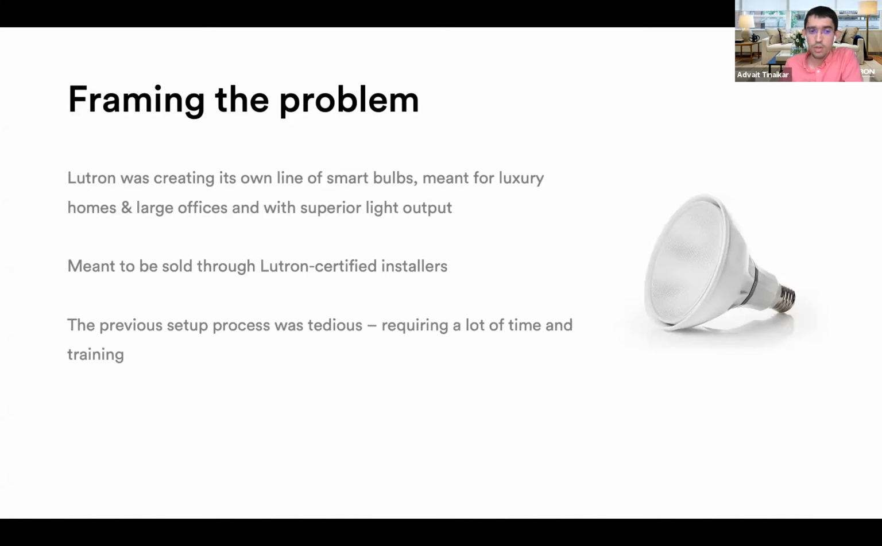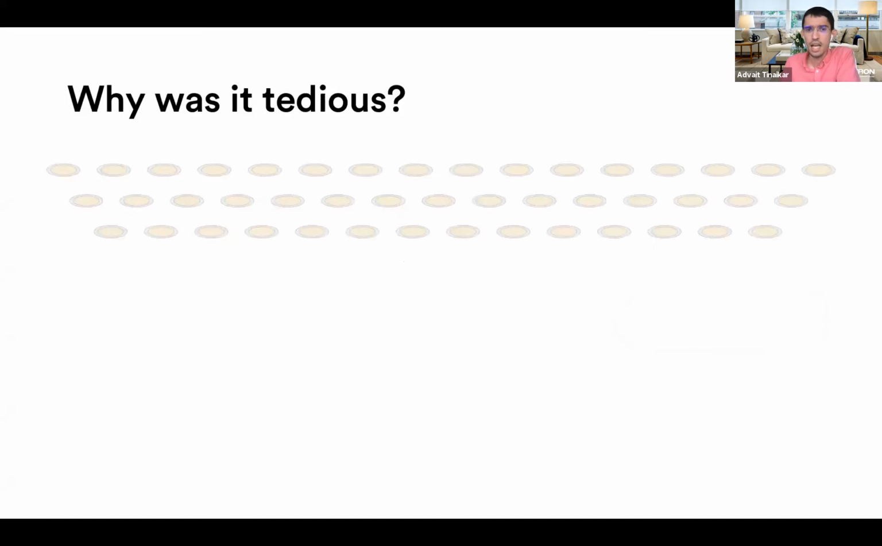But the real pain point was that the setup process was extremely tedious. A lot of time and training was going into it for our installers, creating an incredible amount of friction in the adoption process. So why was it tedious? Let me frame this context a little more. Imagine you have 100 or 200 smart lights in the ceiling. For some of you who might have smart bulbs, you know that the system itself does not recognize where these smart bulbs belong when you install them. So you need to tell the system that a particular bulb is in the living room or in the kitchen or in the dining room.